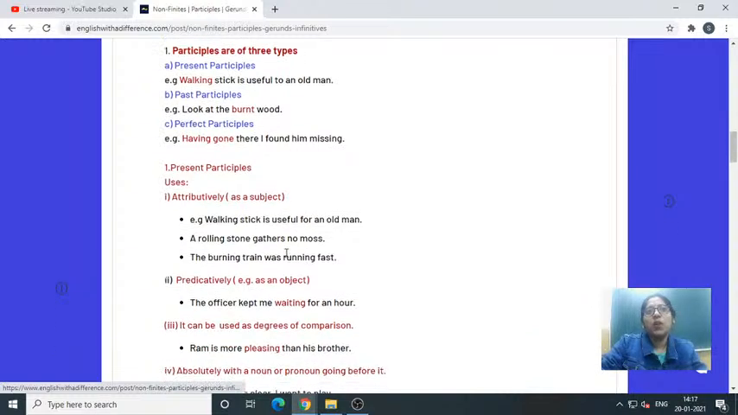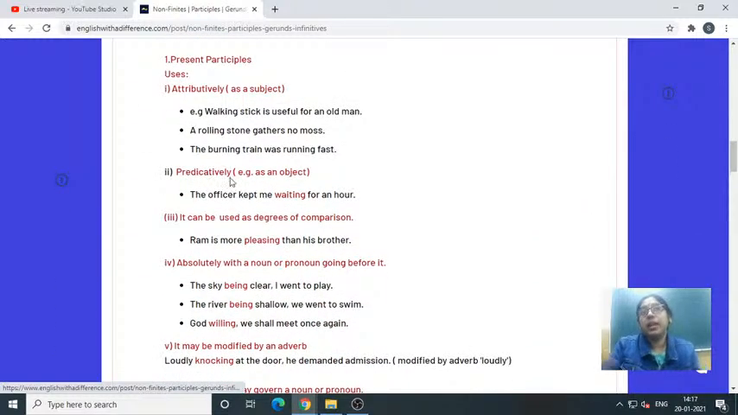Got it? So now predicatively. Predicatively means what? Using it as an object. जब पहले present participle we used it as a subject. अभी same thing, present participle जो use कर रहा है as an object. ठीक है. So how we are using, you can see the examples here. The officer kept me waiting for an hour. So the officer kept me waiting. The officer kept me waiting for an hour. Okay, so here this waiting is used as an object.